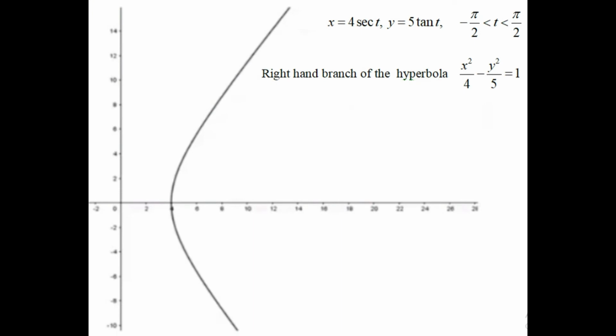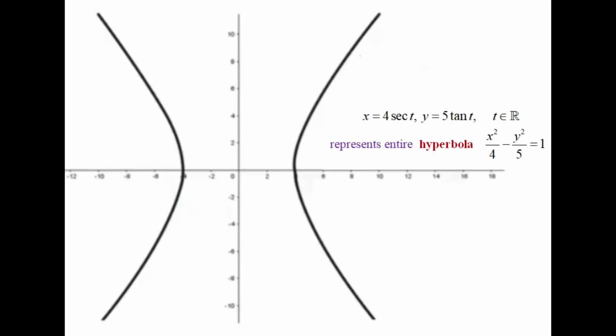In particular, the parametric equations x = 4 sec t and y = 5 tan t, where minus pi by 2 is less than t is less than pi by 2, represent the right hand branch of the hyperbola x square by 4 minus y square by 5 = 1. If there is no restriction on the value of t, then the parametric equations x = 4 sec t and y = 5 tan t, where t varies over the entire real line, represent the entire hyperbola x square by 4 minus y square by 5 = 1.